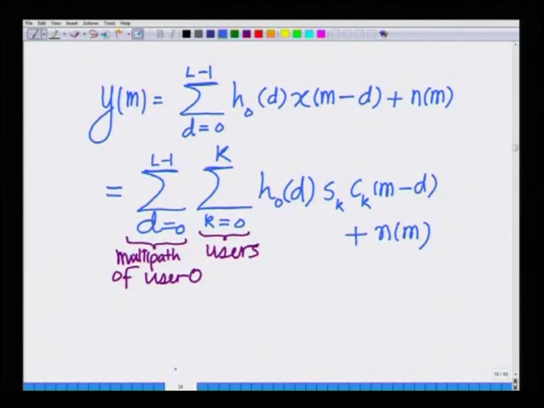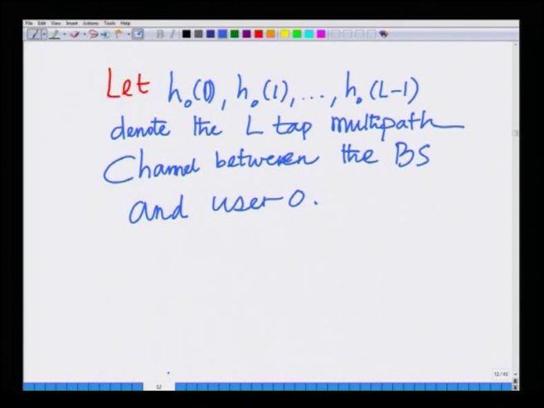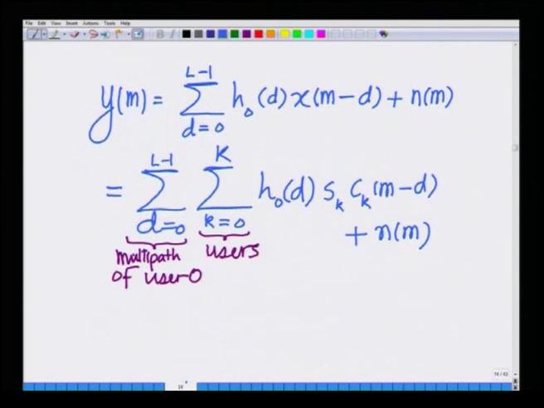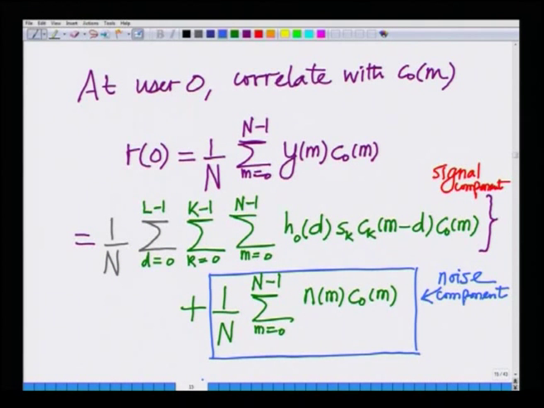That is the system model we looked at, and then we passed it through a frequency selective channel. We said a frequency selective channel is characterized by channel taps h_0,0, h_0,1, up to h_0,L minus 1. This is like an L tap filter, similar to what we had seen in the case of a rake receiver. And finally, we said that the received signal model is given by this expression that we have seen here.